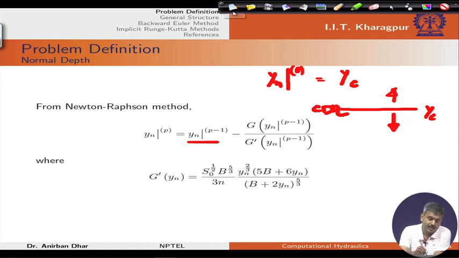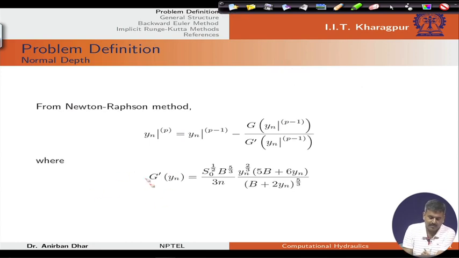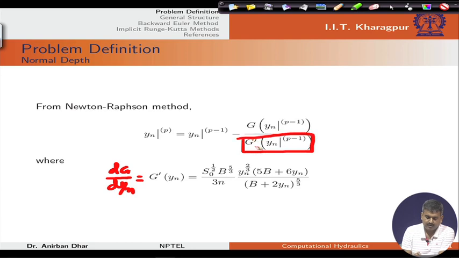iteration process. Now, in this case we need to find out what is this G prime. G prime is nothing but dG divided by dyn. Now, this quantity we need in the denominator, and this should be calculated based on the previous iteration value, and this is our original function value, which is the capital G function. Now, from this iteration process we can get this yn.